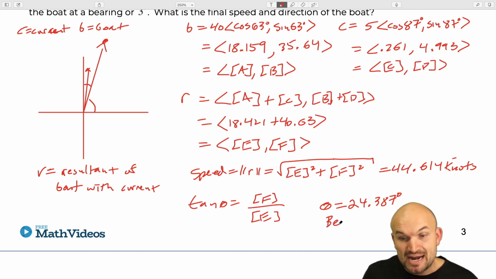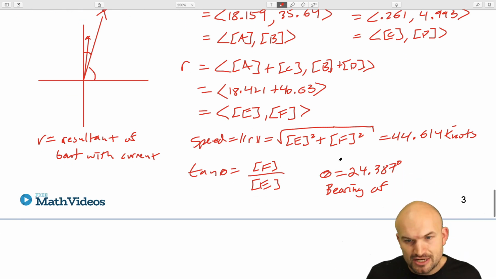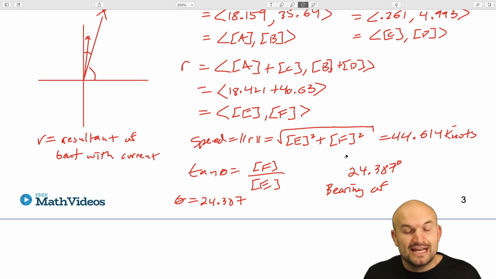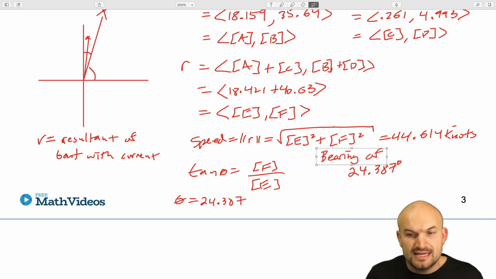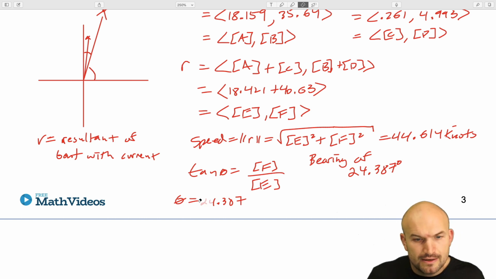That is a bearing of, right? So you can see as I found the angle, and I should be careful here, my theta, my angle ended up being 24.387. But that wasn't the answer they were looking for. They were looking for the angle, right? So we're going to say that's a bearing of this angle. And all I did, no, I'm sorry. What am I doing? My angle wasn't that. My angle was, sorry about that.